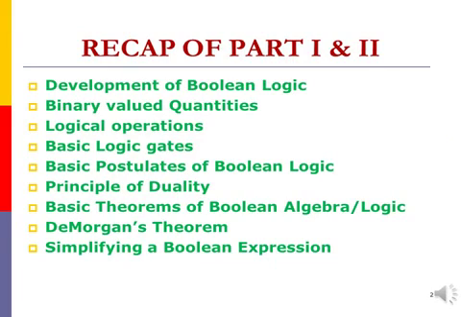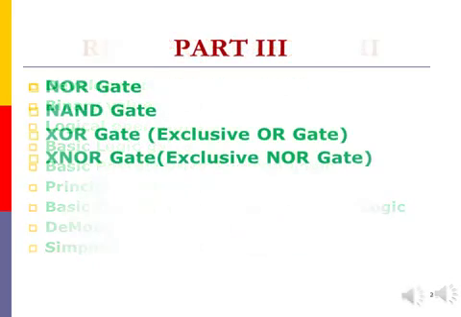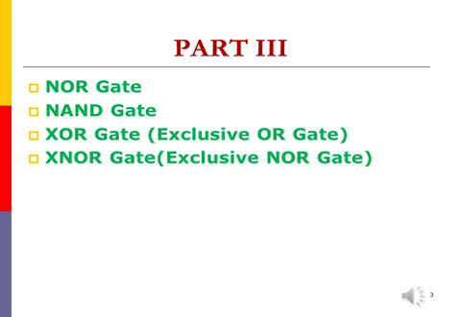So far we have discussed the development of Boolean logic, binary valued quantities, logical operations, basic logic gates, and some basic fundamental laws behind Boolean algebra or logic, the principle of duality, and De Morgan's theorem. At last we discussed how to reduce the Boolean expression. In today's class we are going to discuss the NOR gate, NAND gate, XOR gate and XNOR gate.